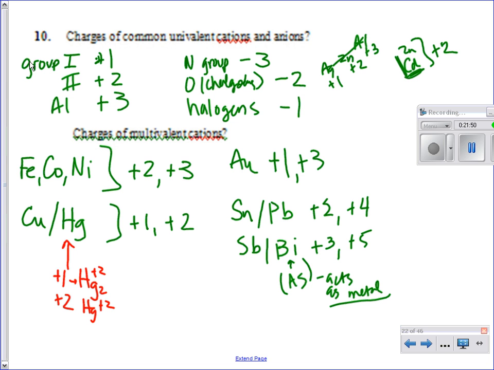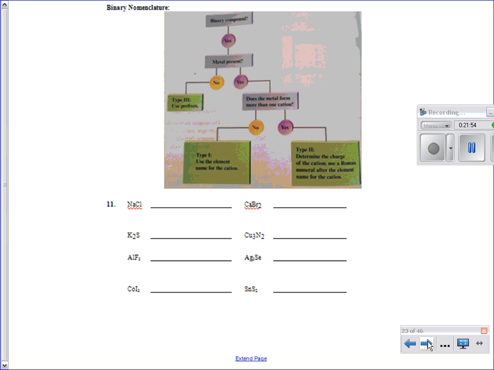Okay, so now we're going to apply all this to binary nomenclature. Today we are only going to name things that have two different elements in them. They can have multiple numbers of those elements, but only two elements. So what does that mean our compound nomenclature today won't have in it?